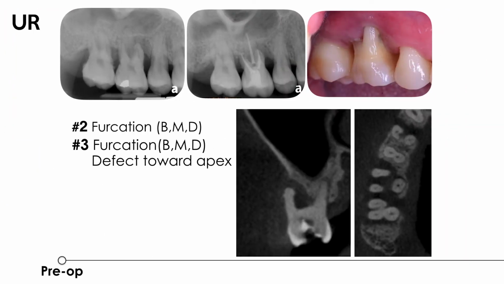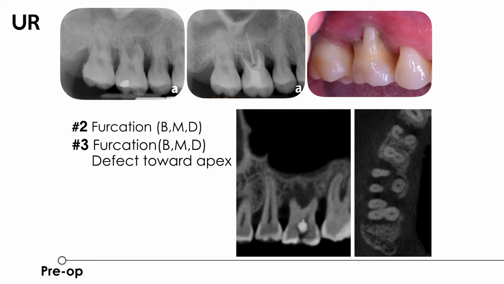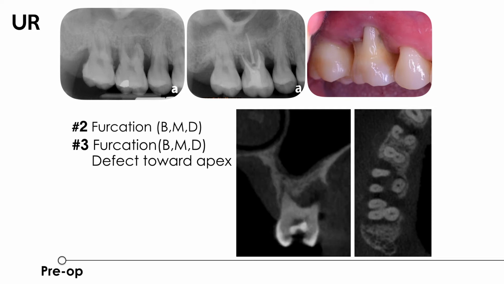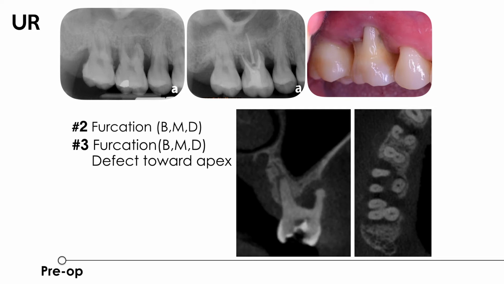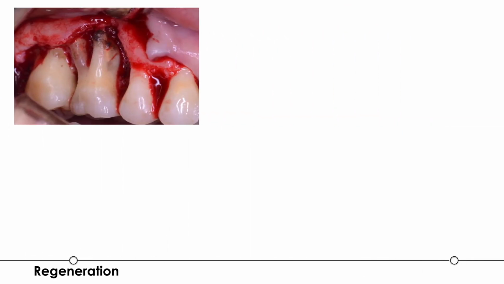Let's look closely on tooth number 2 and 3. Tooth number 3 has vertical defect toward mesial and distal root apex that you can see on the CBCT. However, the integrity of palatal root provides us great stability, also favor our accessibility from the buccal area. Therefore, we are confident to move towards the regeneration approach.